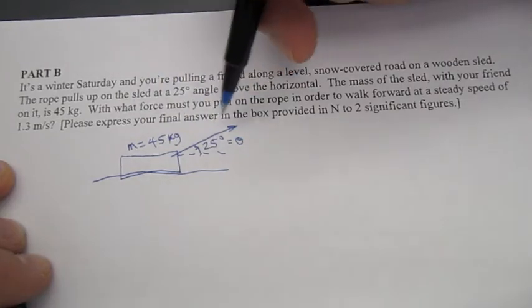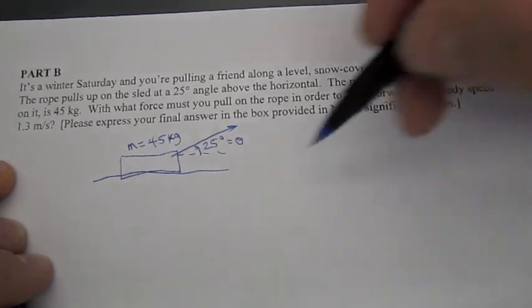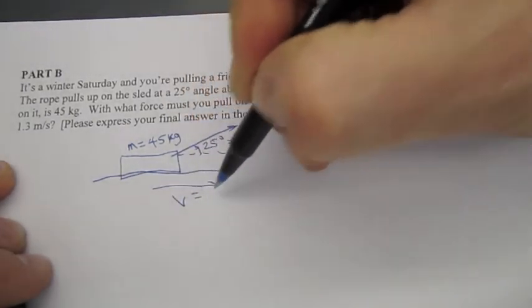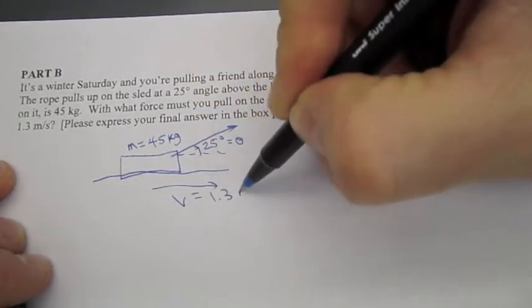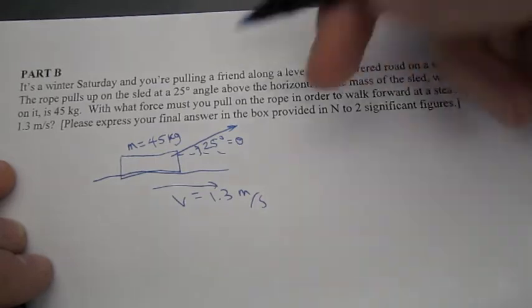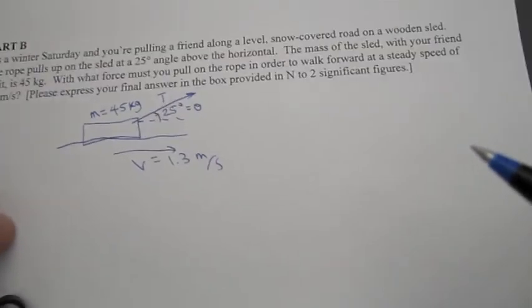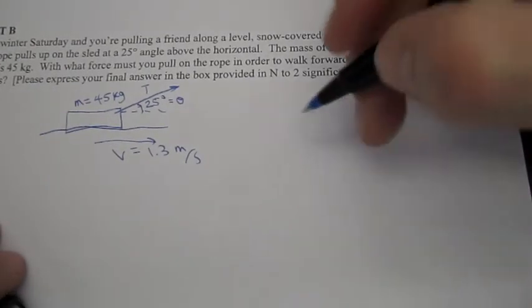With what force must you pull in the rope in order to walk forward at a steady speed of v equals 1.3 meters per second? Please express your final answer in the box provided in newtons to two significant figures. So there's tension in the rope. So first thing we want to do is draw a free body diagram of the sled.